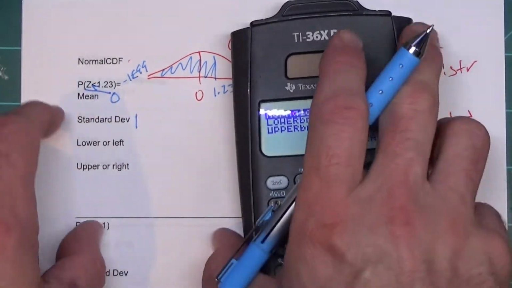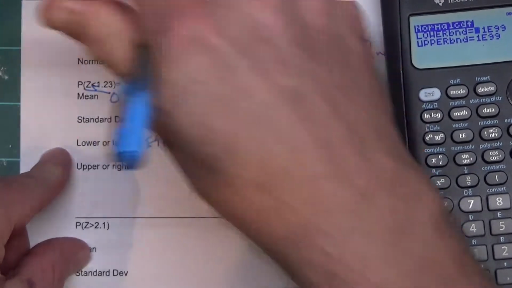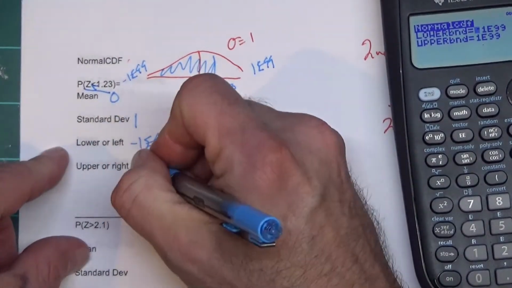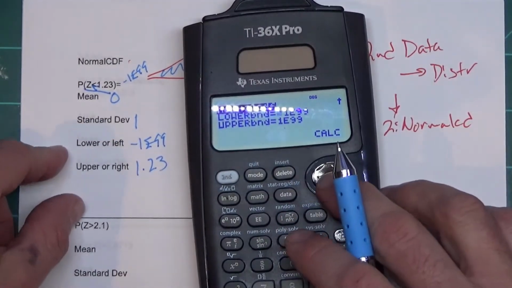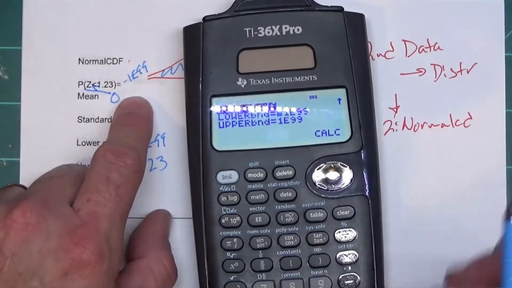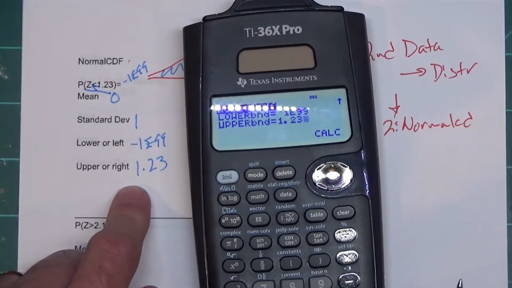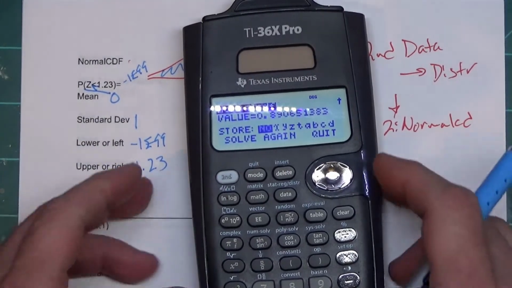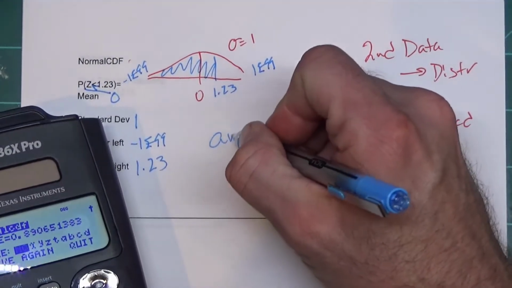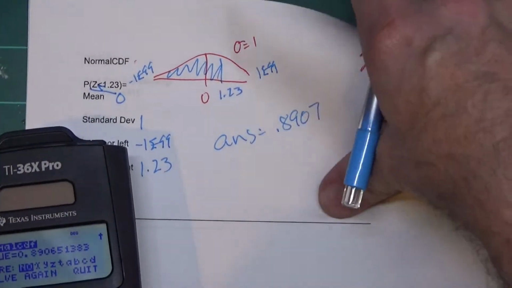So the calculator command starts with those as default. Now, the negative 1e99 is okay for the left end. But we're not going all the way to the right end. We're stopping at 1.23, so I'm going to put 1.23 for my upper end. So my lower end is okay, the default, negative 1e99 is fine. My upper end, however, is going to be 1.23. I'm going to hit calculate, and it tells me the answer is 0.8907. All right, so that's my answer to the first one.